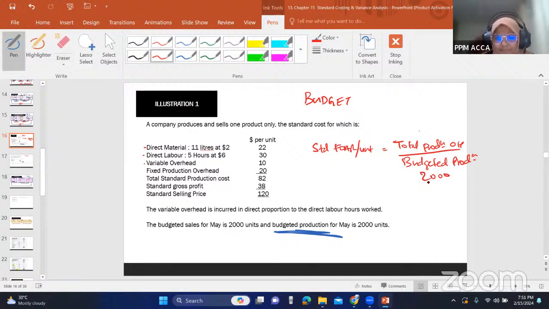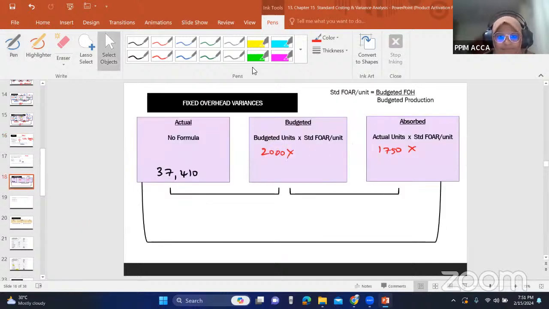That was 2,000. What you have to understand here is, in this question, the standard FOAR per unit is given directly. It's 20 per unit. That is why even though this total production overhead figure is not given to us directly, we don't have a problem, because the answer, which is the total production overhead divided by 2,000, they're telling us the answer only is 20. Can you see it's a per unit figure? So you can directly write that 20 here. 20, 20.